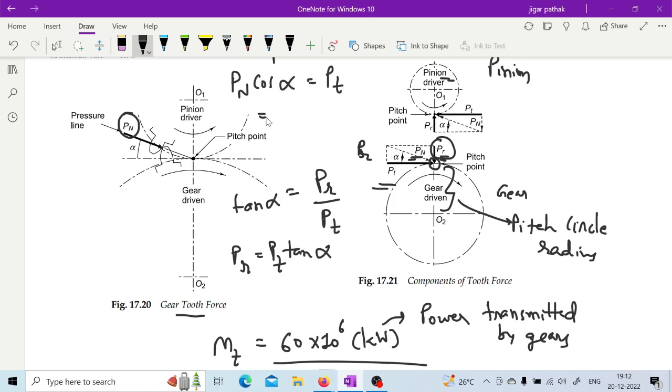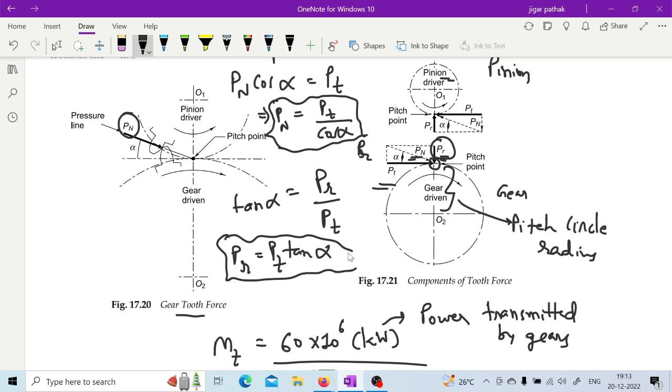So from this, if you know the tangential force, then you can calculate the radial force and the force along this pressure line both, by this relation. So you can have this Pn and PR. Already we have mentioned how we can calculate this PR.